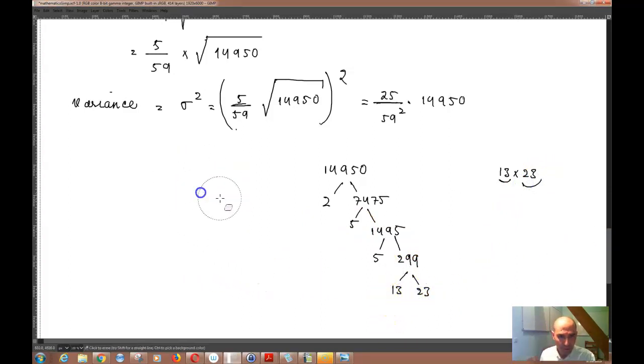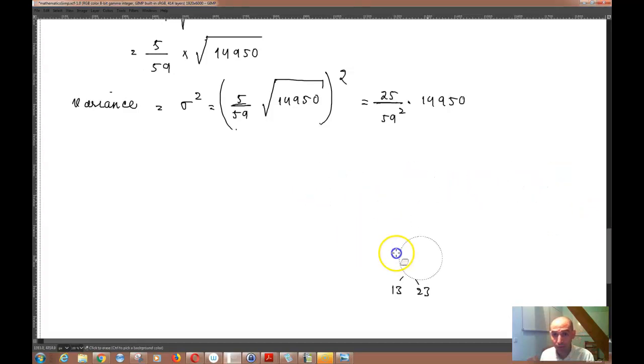And so that means that you can write this number as this, and 59 is a prime number, right? So that means that none of these factors, 23 or 13 or 5 or 5 or 2, can be simplified with this 59. So you just have to do the calculation anyway, meaning multiply this by this and then divide by this and you'll get the answer. I'll do the calculation simply.